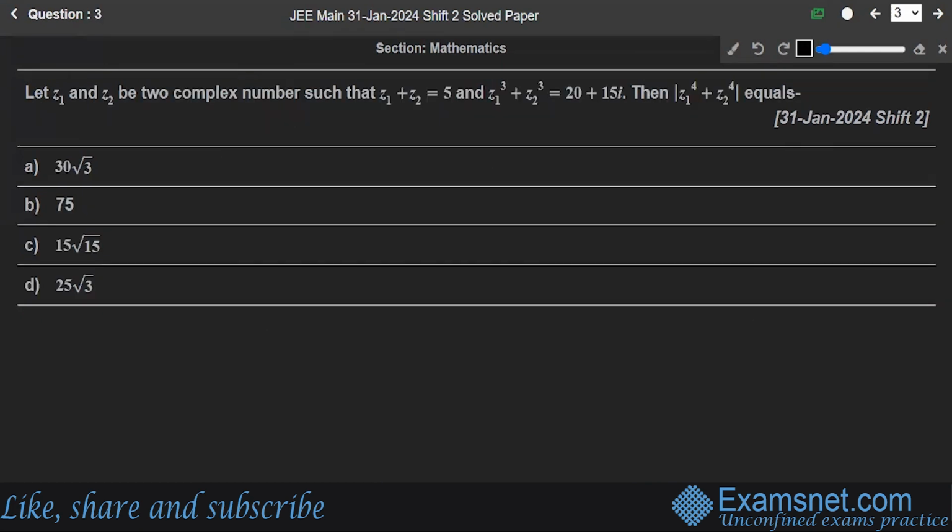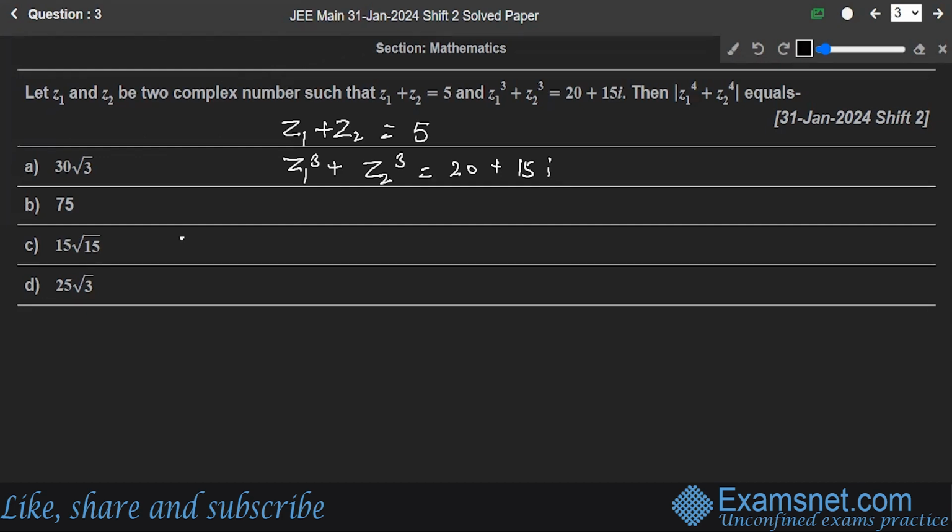Question number 3. Let Z1 and Z2 be two complex numbers such that their sum is equal to 5, and Z1 cube plus Z2 cube is equal to this complex number. You have to evaluate the modulus of Z1 power 4 plus Z2 power 4, that's the magnitude. So let's start. You are given Z1 plus Z2 is equal to 5, and you have Z1 cube plus Z2 cube is equal to 20 plus 15 iota.